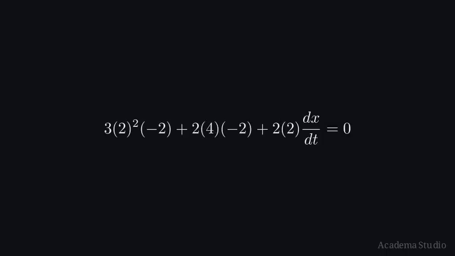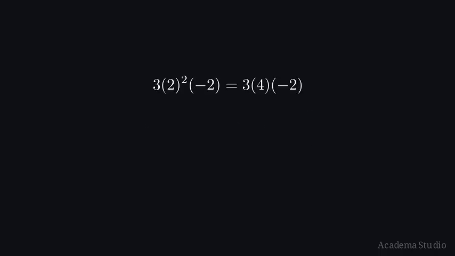3, 2. To the power of 2, negative 2, plus 2, 4, negative 2, plus 2, 2. The derivative of x with respect to t equals 0. 3, 2. To the power of 2, negative 2, equals 3, 4, negative 2. So this simplifies to equals negative 24. 2, 4, negative 2, equals negative 16.